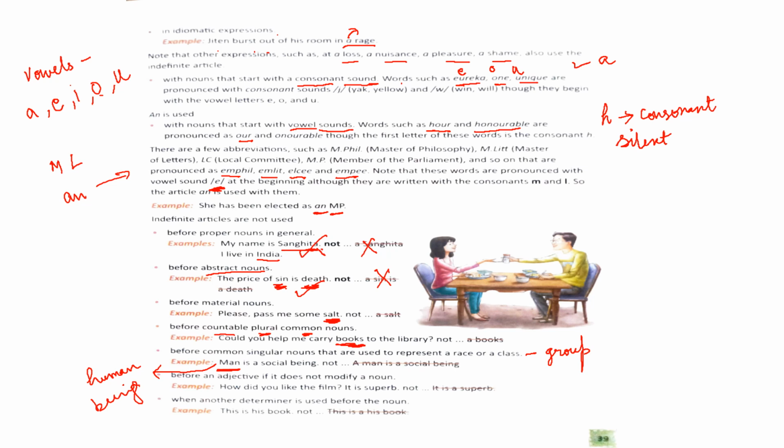So in that case, we do not use the articles a and an. So "A man is a social being" would be incorrect. "Man is a social being." That is the correct one.